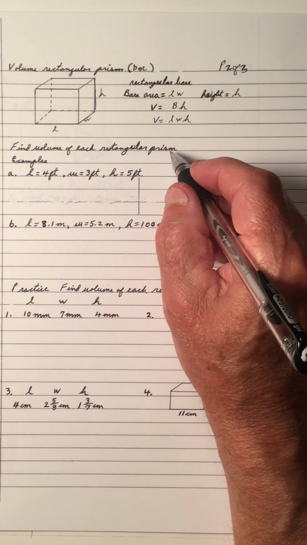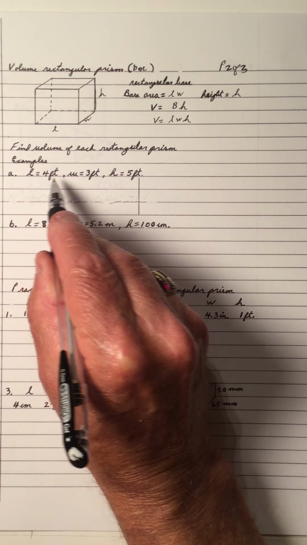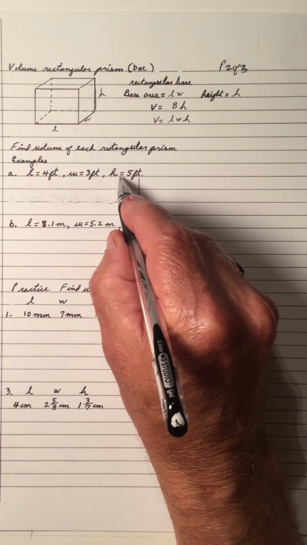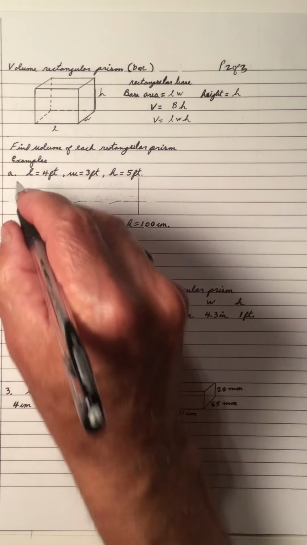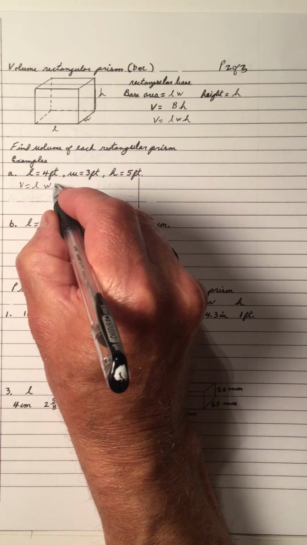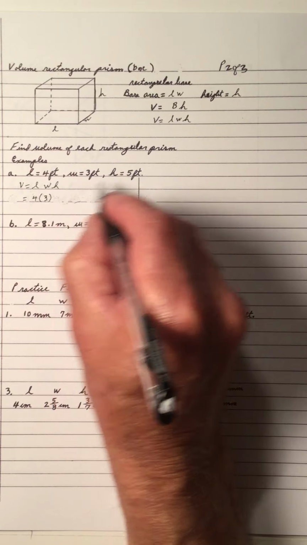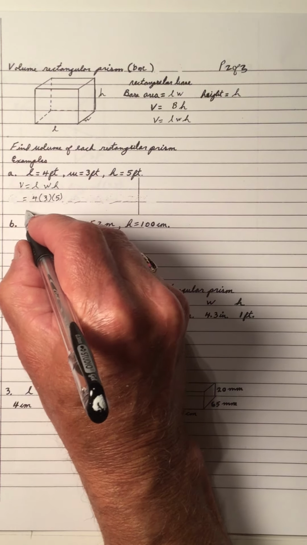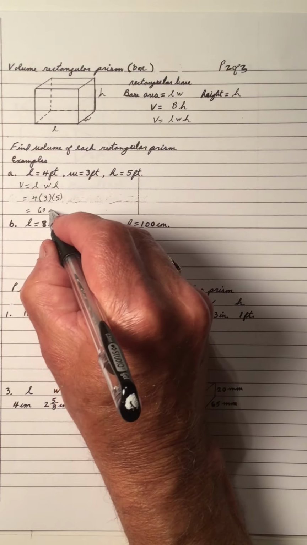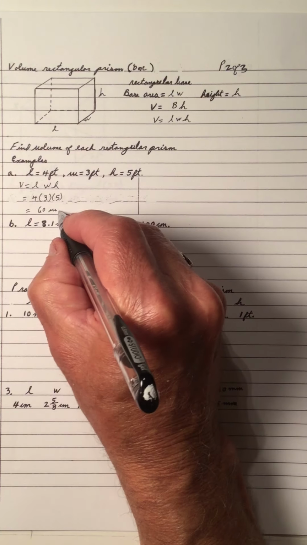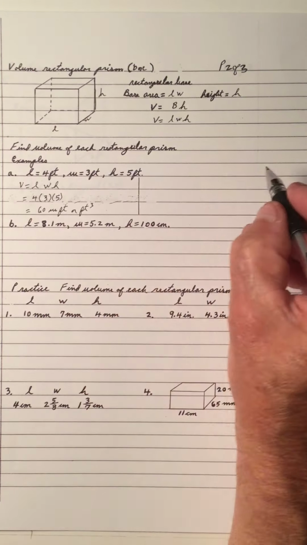Find the volume of each rectangular prism. We have a length of 4, a width of 3, and a height of 5. So that means, you have to be careful, all units are the same. So the volume is length times width times height. So the length is 4, the width is 3, and the height is 5. When you multiply 12 times 5, you get 60. And volume is in cubic. So it's cubic feet. Or, again, just to emphasize, feet cubed.